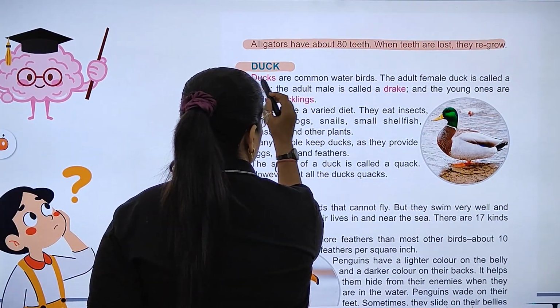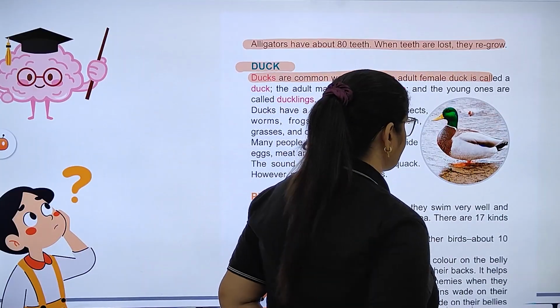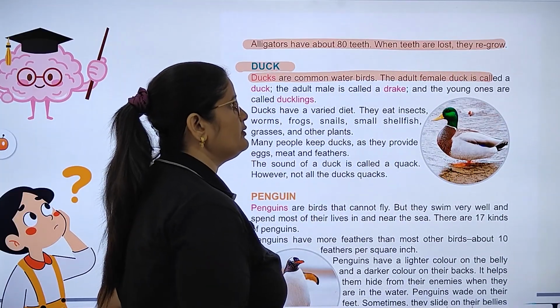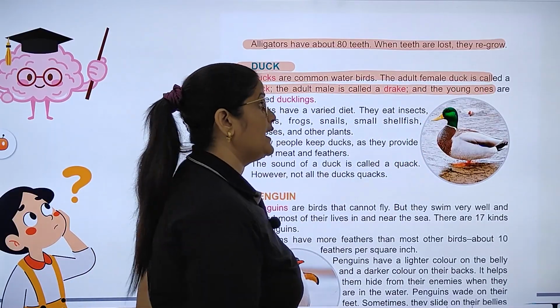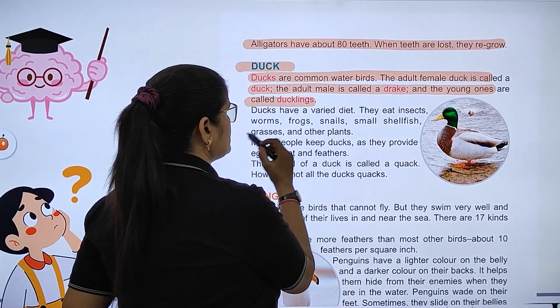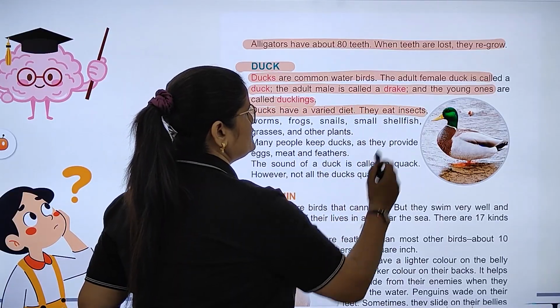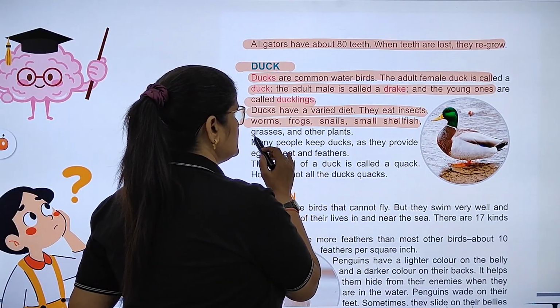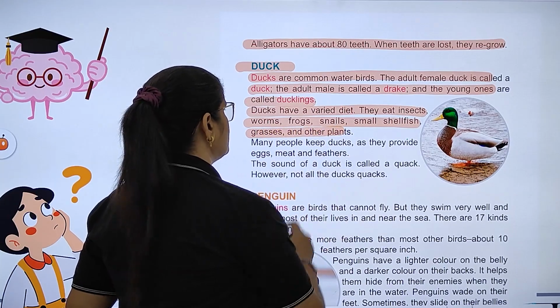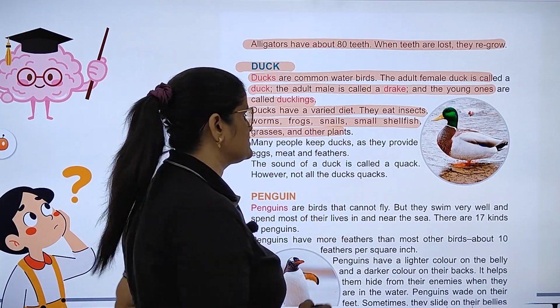Next is duck. Ducks are common water birds. The adult female duck is called a duck. The adult male is called a drake. And the young ones are called ducklings. Ducks have a varied diet. They eat insects, worms, frogs, snails, small shellfish, grasses, and other plants.